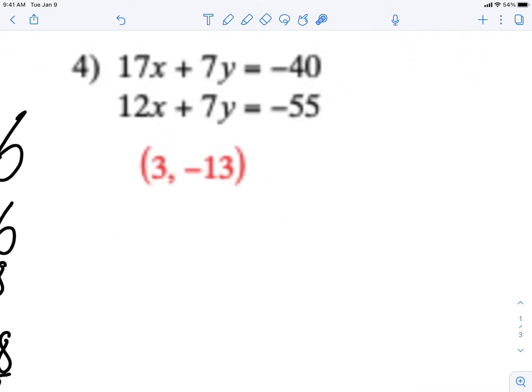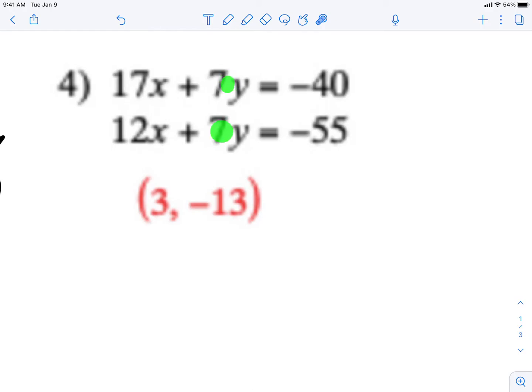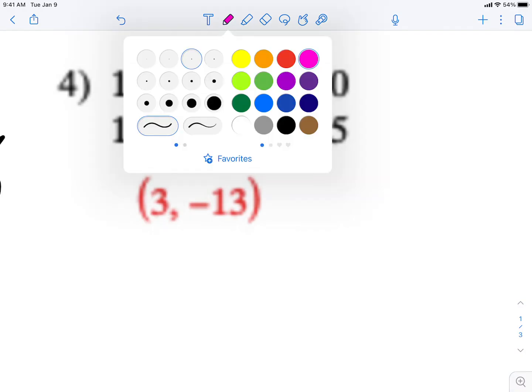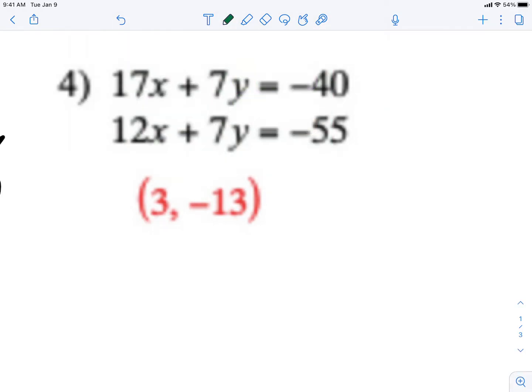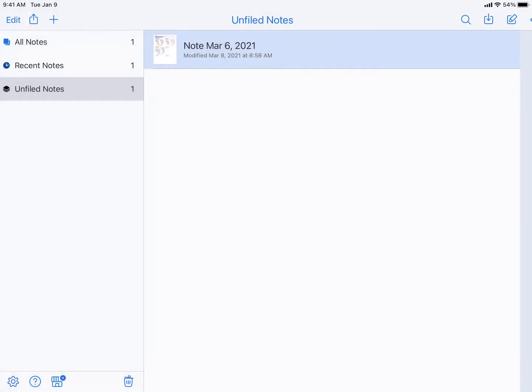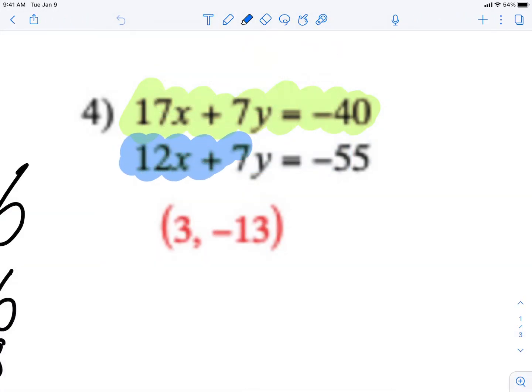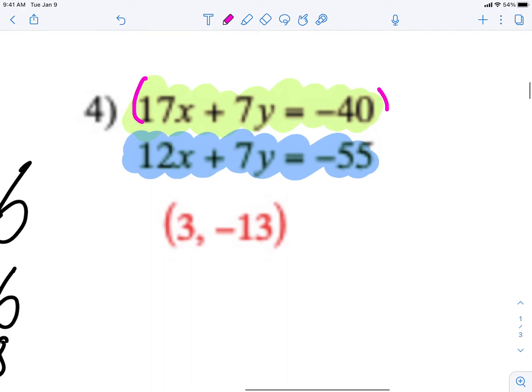Now, number 4 is a little different because number 4, the numbers almost cancel. Look at this, 7y, 7y, they almost cancel, but one of them needs to be negative. So what I'm going to do is I'm going to multiply one of them by -1. It doesn't matter which one you multiply, to be honest with you. You can either multiply the top one, which is the green one, or you can multiply the bottom one, which is the blue one. Just pick one. It doesn't really matter. Okay. So let us multiply the top green one by -1.